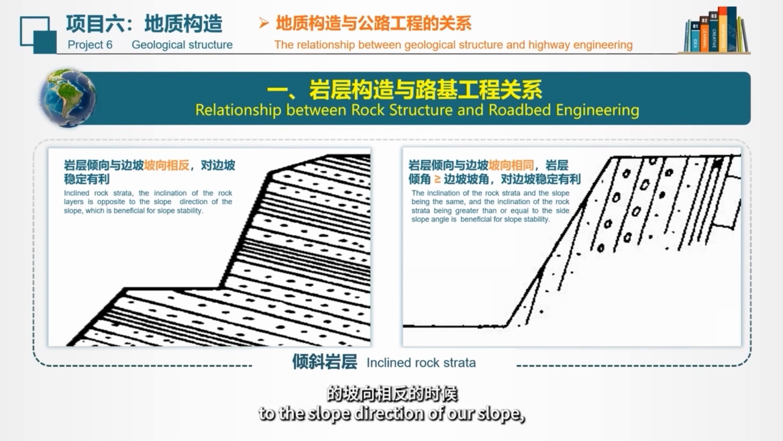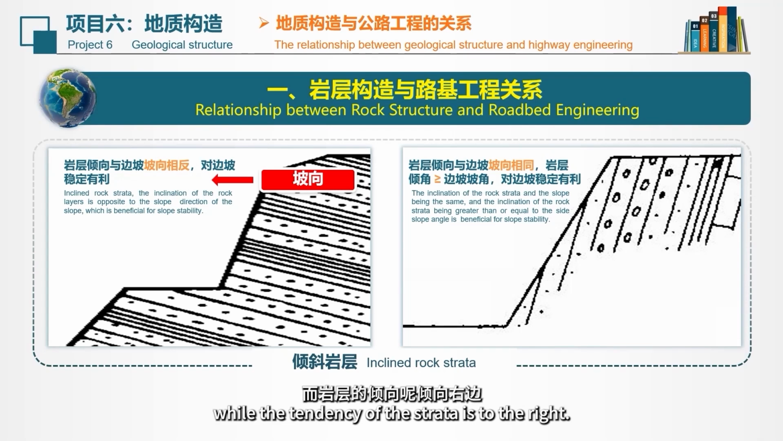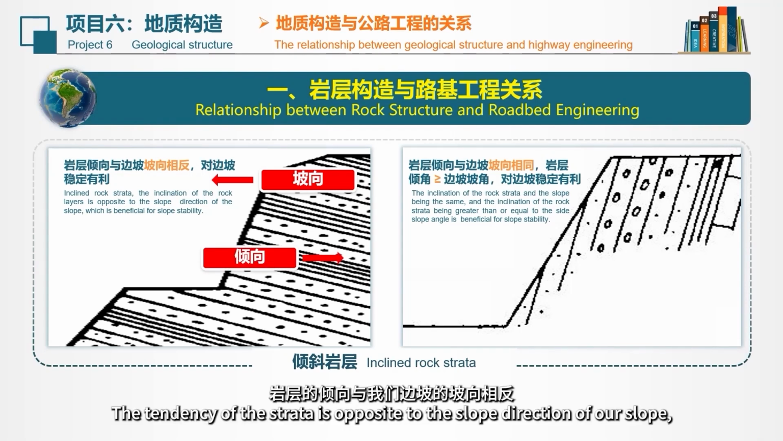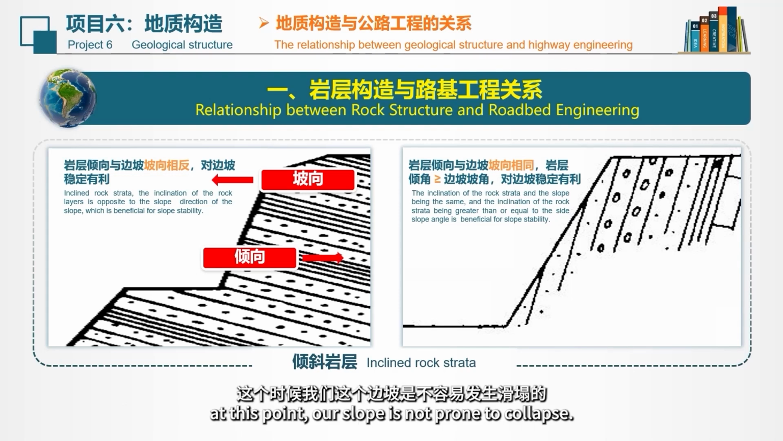When the tendency of our strata is opposite to the slope direction of our slope, this is extremely beneficial to the stability of our slope, which we also call an anticline slope. For example, in the picture below, the slope direction points to the left, while the tendency of the strata is to the right. The tendency of the strata is opposite to the slope direction of our slope. At this point, our slope is not prone to collapse.